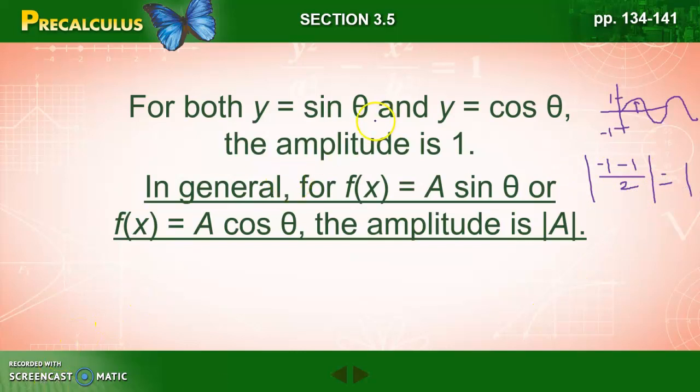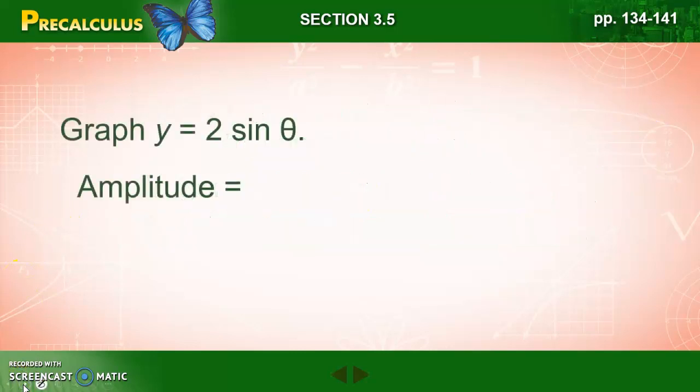So in general, for our sine and cosine functions, if we have a number in front of sine theta or a number in front of cosine theta, we're going to represent that with a, and that's going to stand for amplitude. So putting an integer or rational number before sine or cosine is going to change our amplitude. So let's take a look at what that looks like, and this is our last example in this first video.